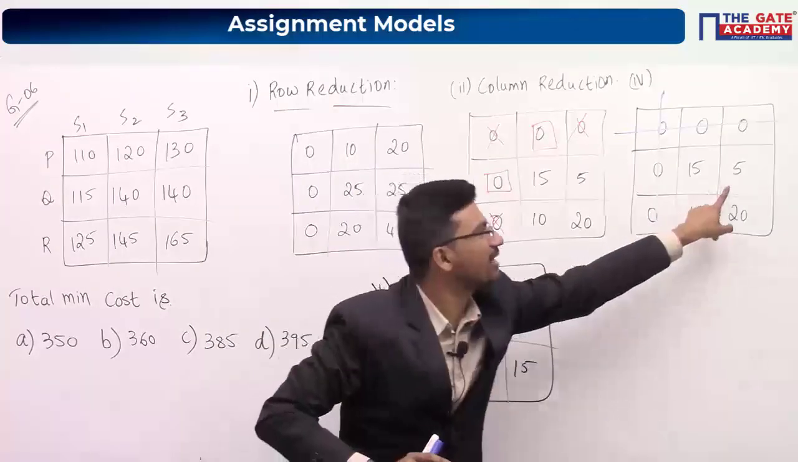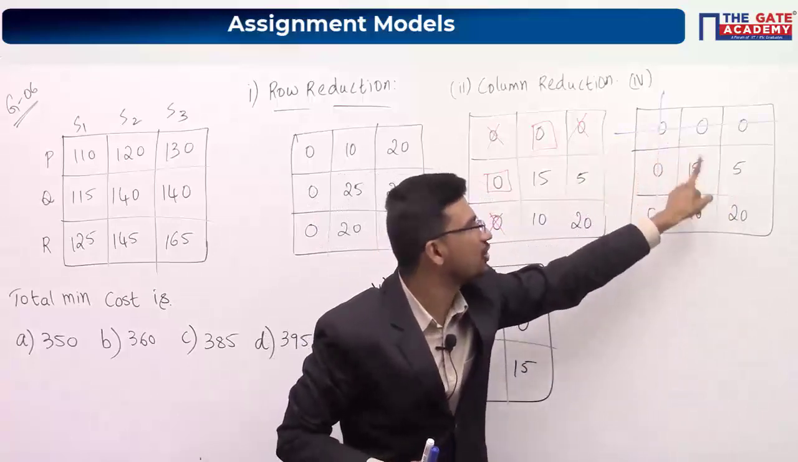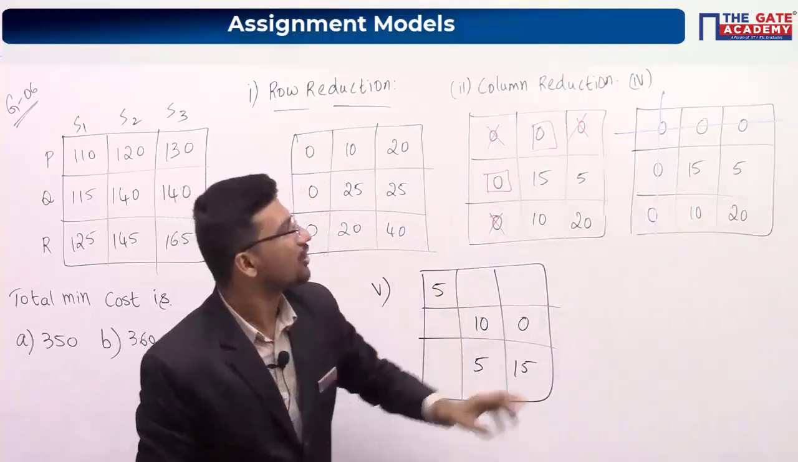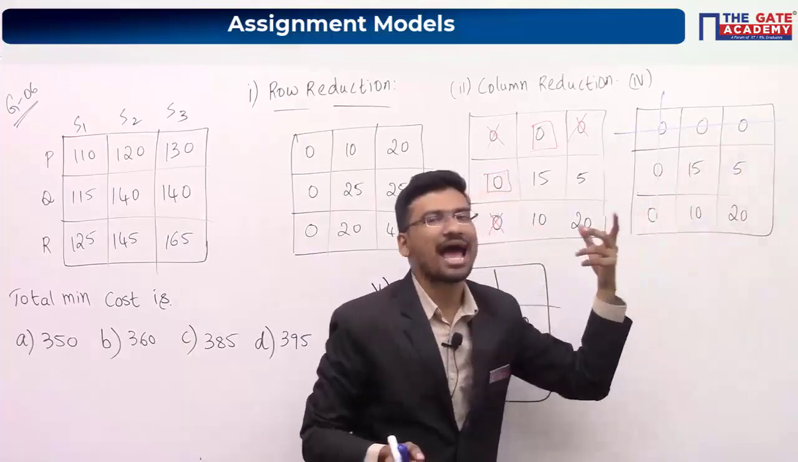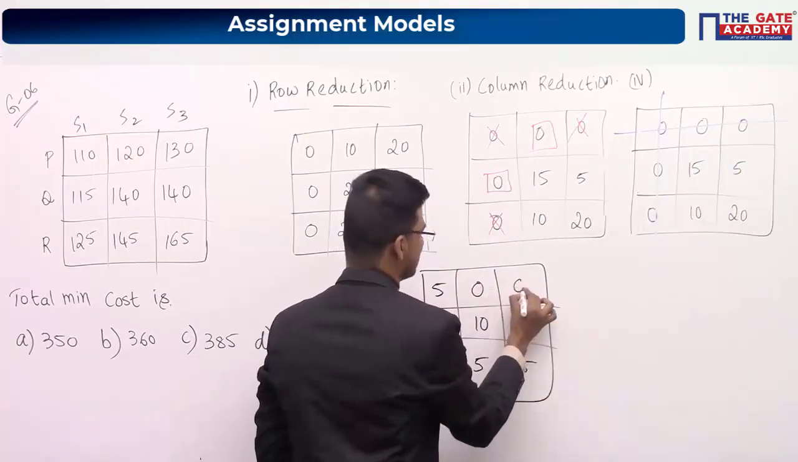So you have to add this minimum element at the intersection of the straight lines. Already 0 is present here. 0 plus 5, it will be 5. And you have to leave these other covered elements as it is. No need to change. So leave these covered elements as it is.